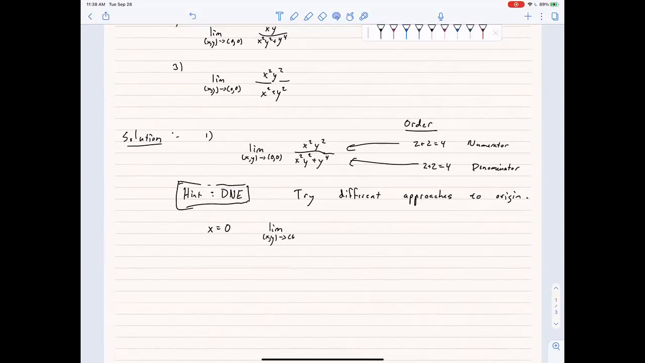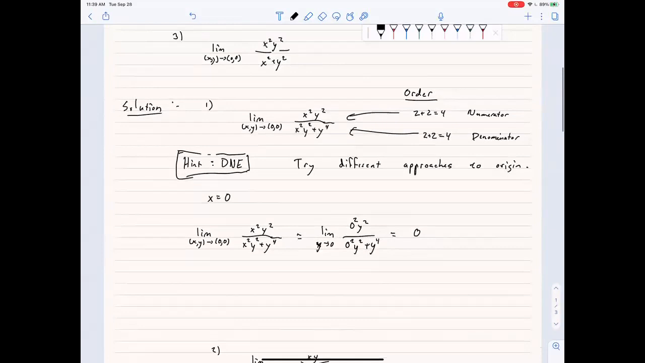So if it did exist, this limit would then equal the limit as y approaches 0 of 0 squared over 0 squared plus y to the fourth. I'm just substituting 0 for x. But this, of course, is 0. I've got a 0 in the numerator, so the whole thing is 0.